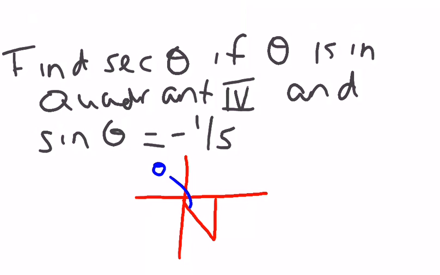And so sine is opposite over hypotenuse. So opposite is 1, negative 1, because notice we're going down, and the hypotenuse is 5. So by using the Pythagorean theorem, we can figure out the third side there. And the third side is going to be 2 square root 6 when all said and done. So we want to find secant. Well, remember that secant is really 1 over cosine. So we're looking for cosine of theta.